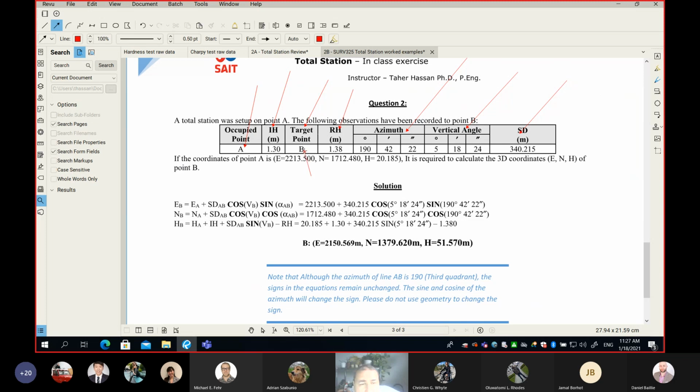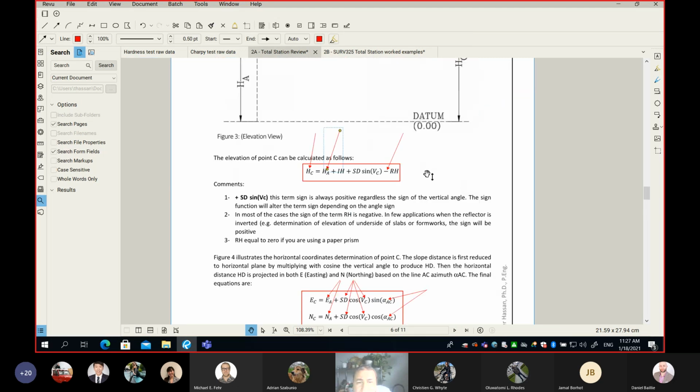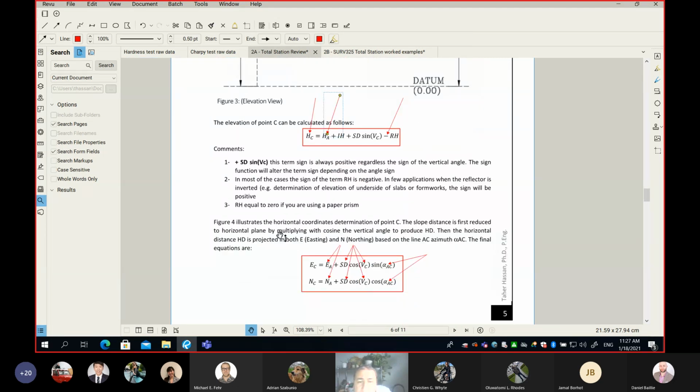So really the coordinates of this point are simply unknown. We need to know what my easting is, what my northing is, and what my elevation is, which is nothing more than what I showed you here. I'm going to go back to my slides. Please look at those 3 equations. Those are what you want to use to find the easting and the northing of point C.